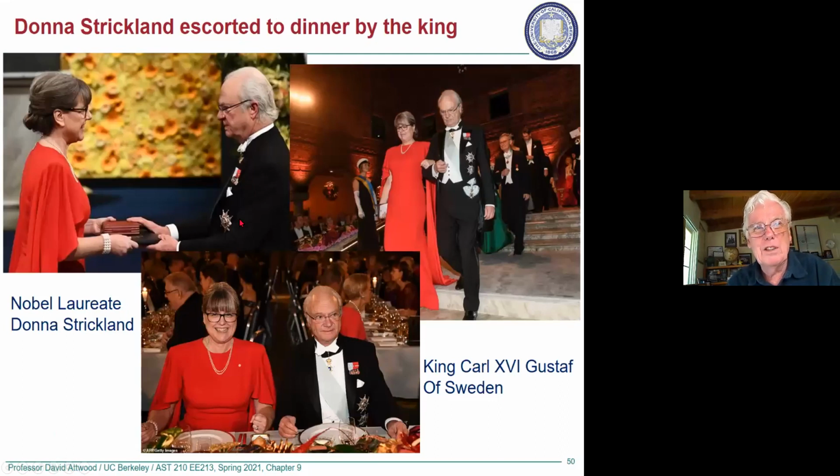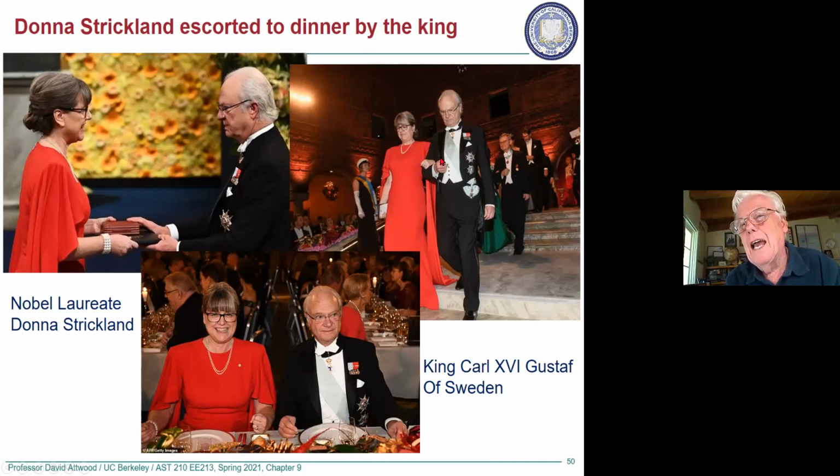And then here are some pictures of Donna with the king receiving it, but they go to dinner afterwards, and the king is escorting Donna. Donna told us during the colloquium, I think, I spoke to her before and after, and I knew her quite well because I told you we had an NSF center, and she served on our advisory and review committee. So we saw her twice a year for quite a few years.